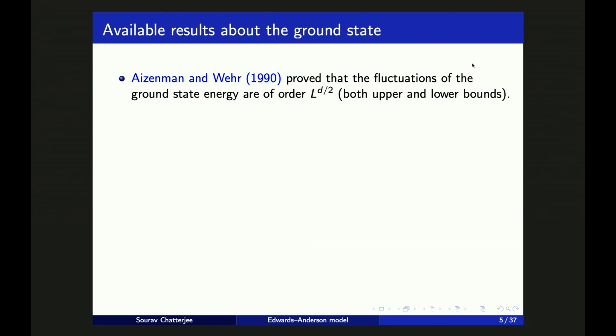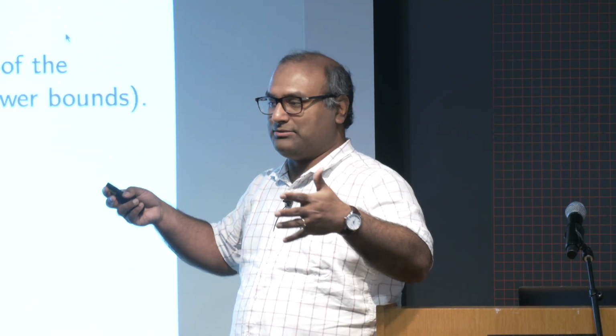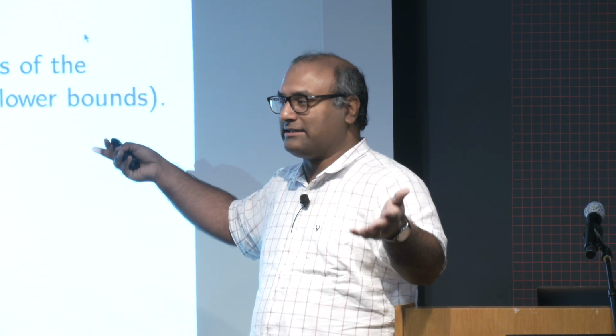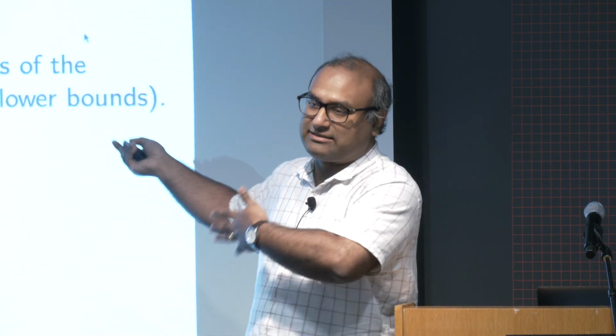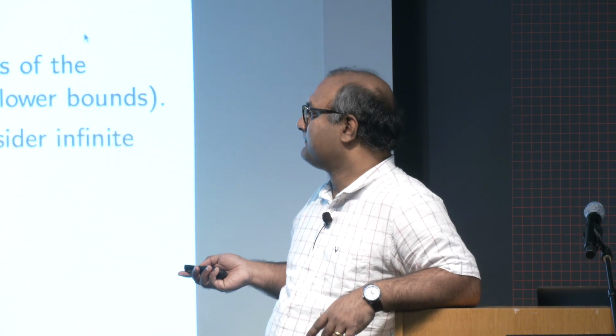Okay, so what are some available results about the ground state? There are various results known about the Edwards-Anderson model. I'll tell you what the available results are prior to the work that I'm going to talk about. Eisenman and Ware proved that the fluctuations of the ground state energy are of order L to the d over 2. They proved matching upper and lower bounds up to constants. There are L to the d spins, and the energy is a sum of L to the d things. If there is cancellation, you might expect L to the d over 2, but it's not really a sum, it's an optimization problem. But you can still prove that the fluctuations are of order L to the d over 2.